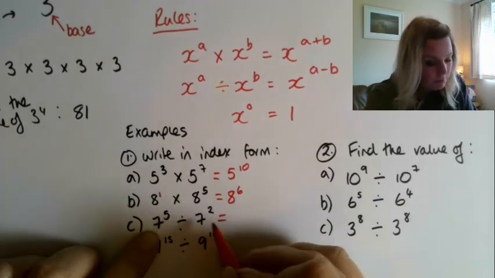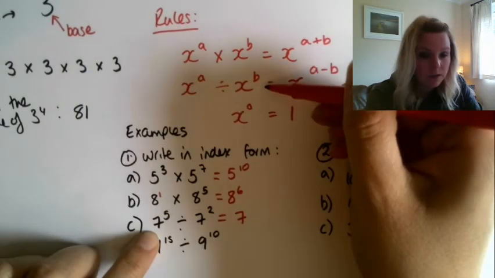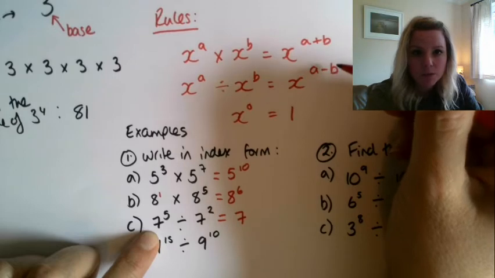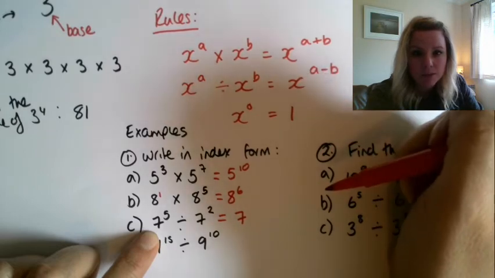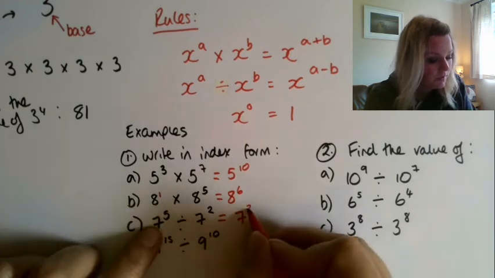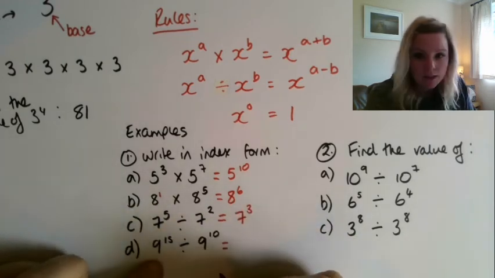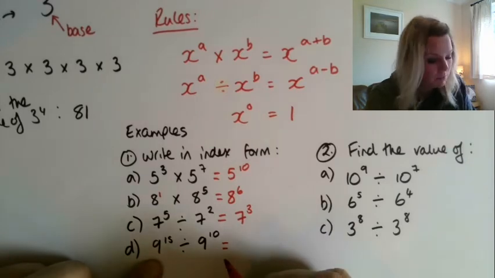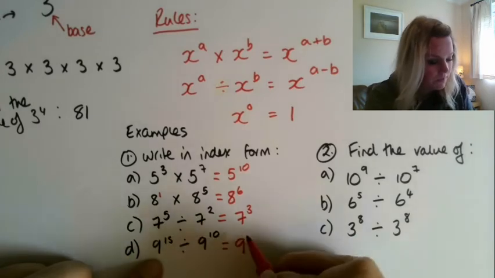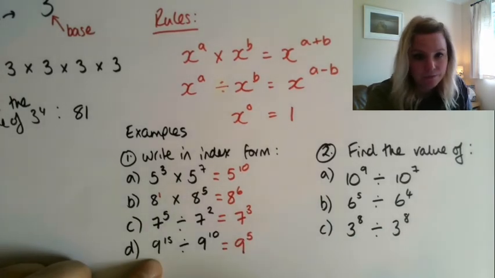C, 7 to the power of 5 divided by 7 to the power of 2, or 7 squared. Base number stays the same, and then we're applying this rule here. So we take the power of the one we're dividing by away from the original power. So 5 take away 2 is 3. And last one in example 1, 9 to the power of 15 divided by 9 to the power of 10 gives us 9 to the power of 15 take away 10 is 5.